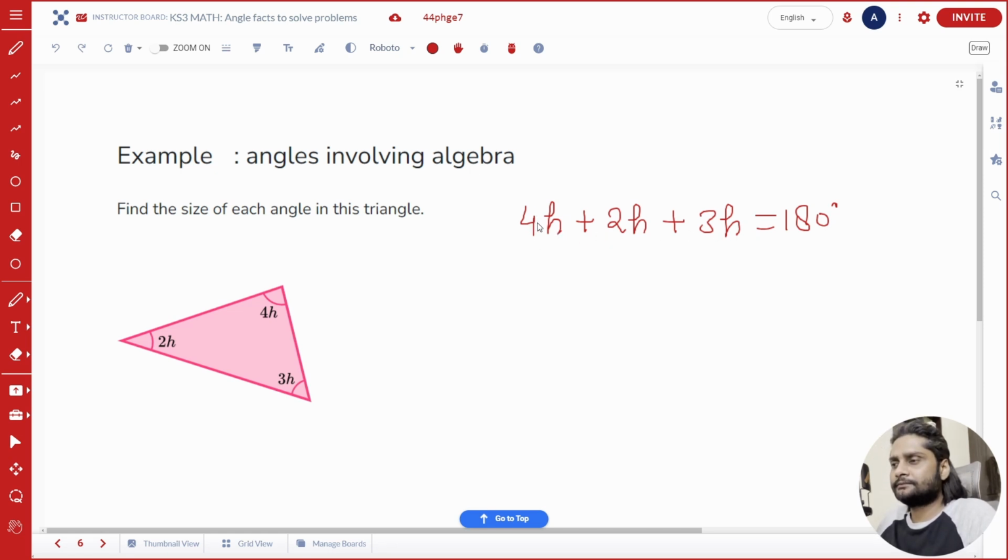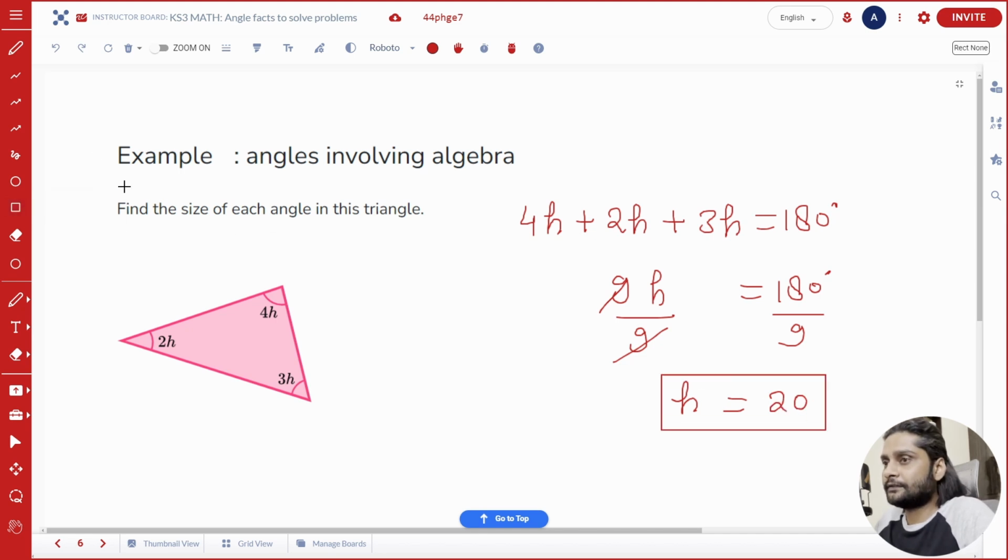Now all the terms are h, so they are all like terms. They can be added. So 4 plus 2, 6 plus 3 is 9h we have got. It's 9 times h. So we have to divide both sides by 9. And this is how we get the value of h to be 20. Now remember students, this is not my final answer.